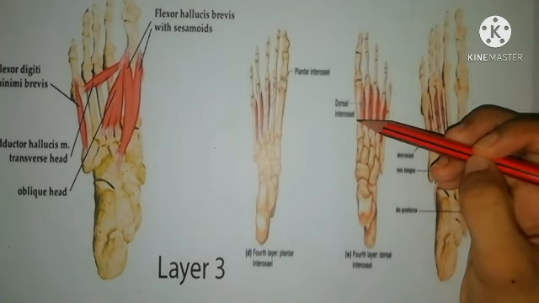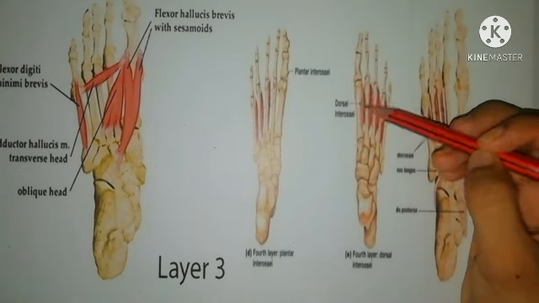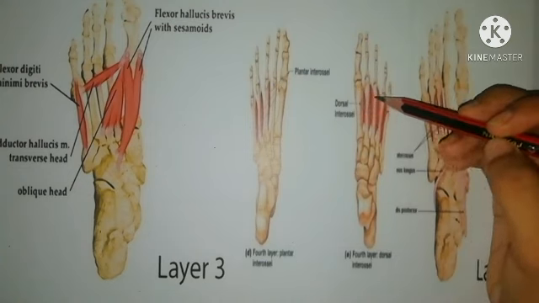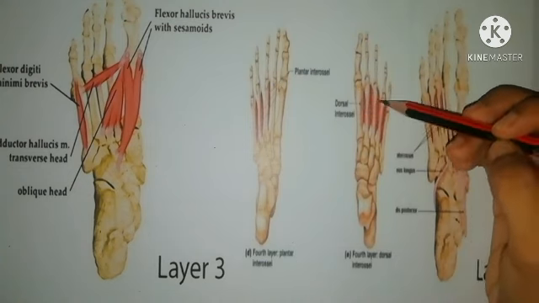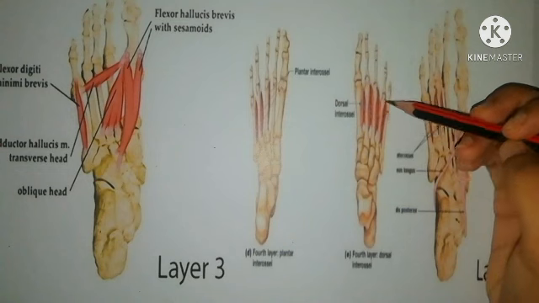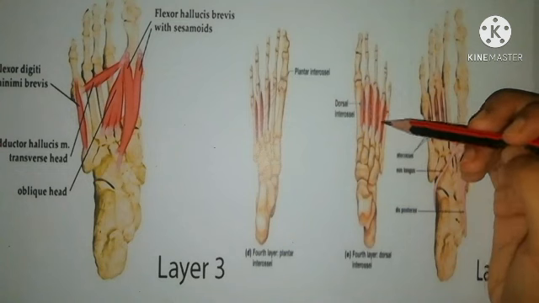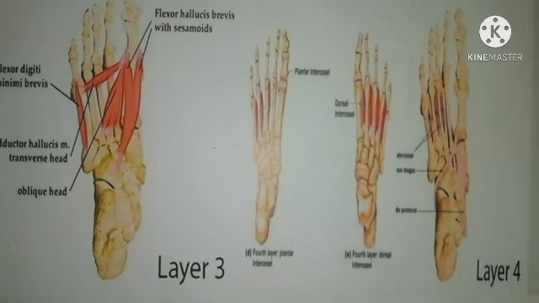First muscle is inserted on the medial side of the second toe, second on the lateral side of the second toe, third on the lateral side of the third toe, and fourth on the lateral side of the fourth toe. Nerve supply is lateral plantar nerve. Action is abduction of the toes.